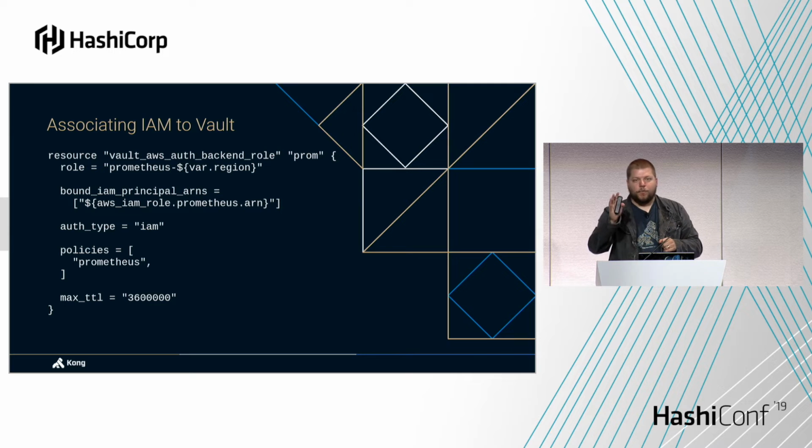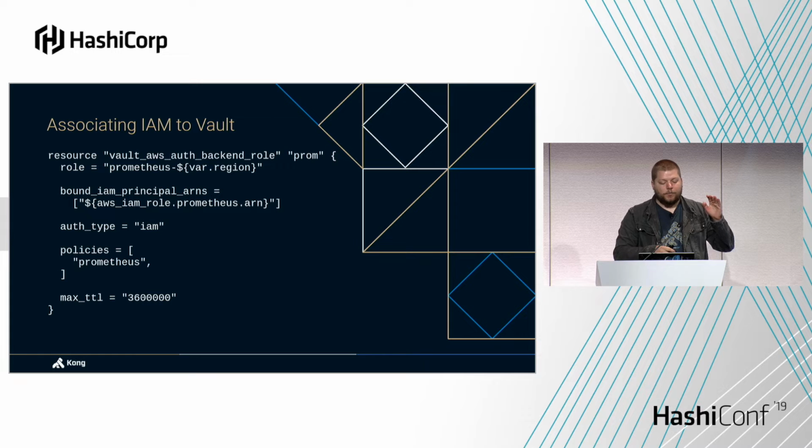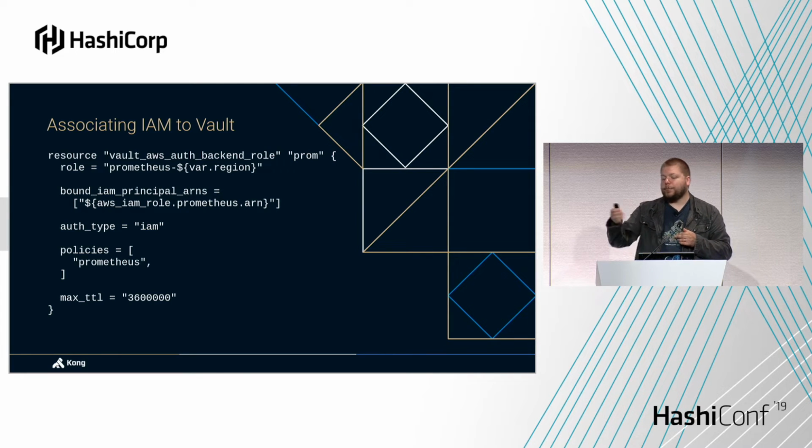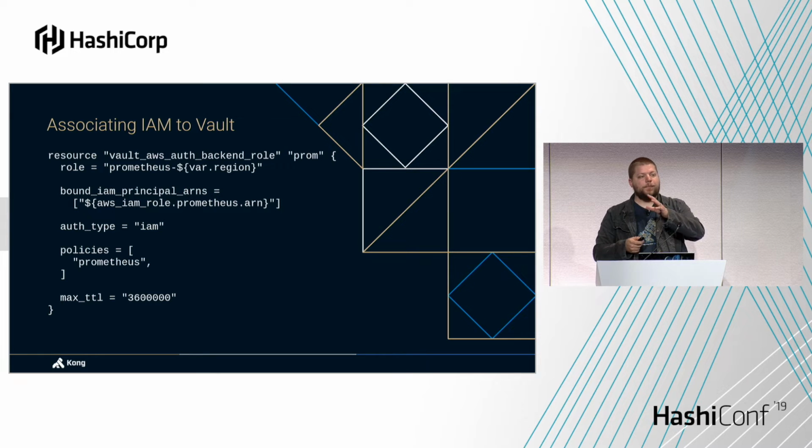But I do want to point out what some of our Terraform code looks like to associate an IAM role with a Vault policy. This is not particularly novel. I'm sure many of you who are in larger shops are probably familiar with this. But for those who are not, what we're doing is taking a bound IAM principal ARN, which in this case is just the ARN of the IAM role that is associated with the Prometheus node, and we're assigning that to a policy in Vault called Prometheus.